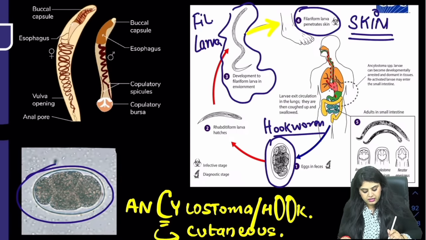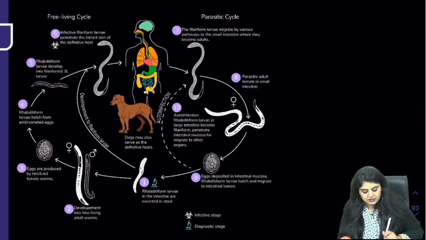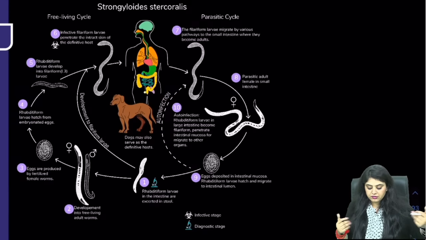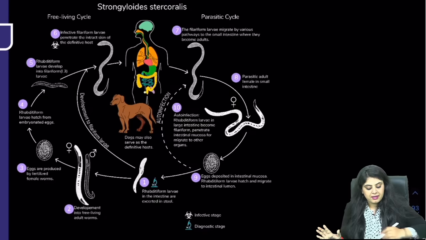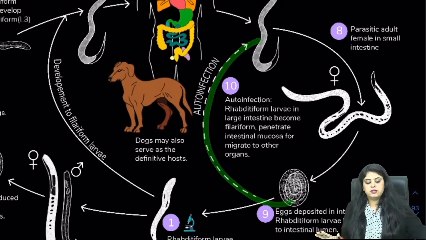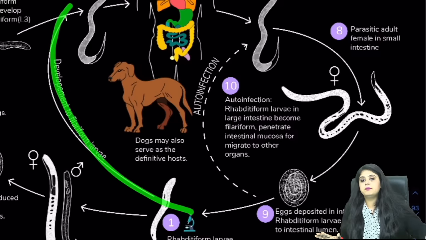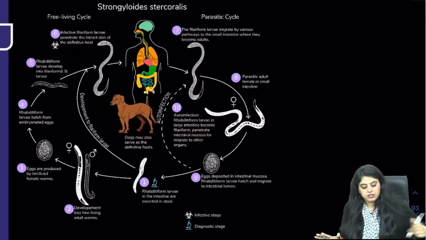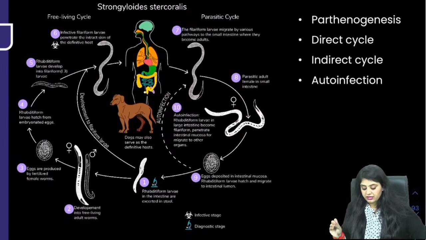Now, if I ask you in a different way, what is this last life cycle that I want to show you? This is the strongest life cycle. I call it the strongest life cycle. Why? Because every possible thing is there in this life cycle. What does that mean? That means, ma'am, if you try to pick any kind of life cycle, auto-infection is possible, direct development of larva is possible, indirect development is also possible. And there is something known as parthenogenesis. Strongest life cycle.